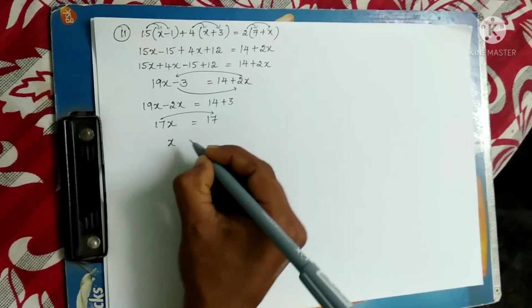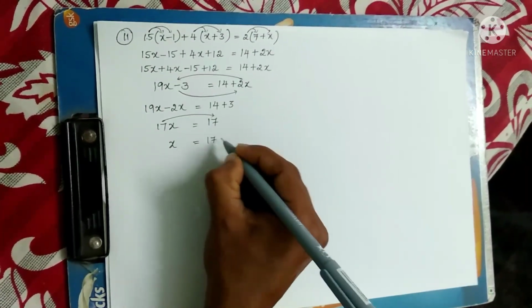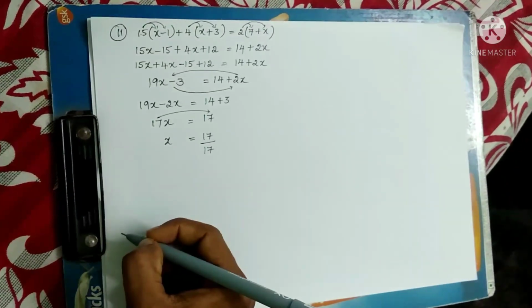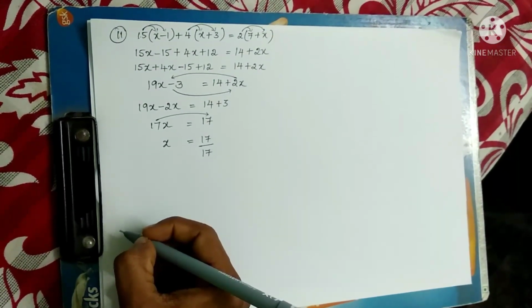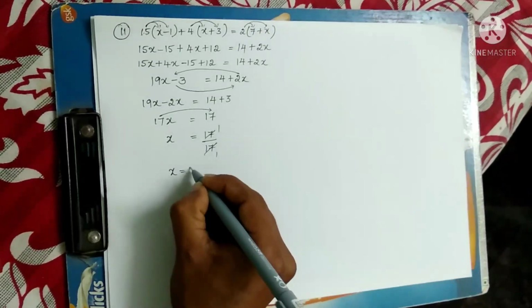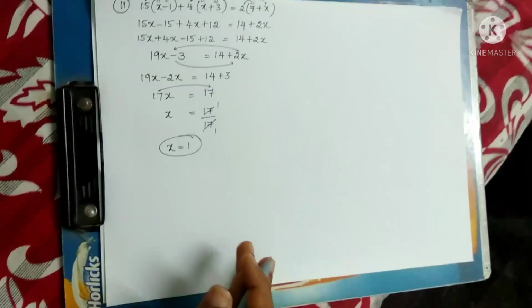That means the value of x is equal to 17 divided by, if I transpose 17, it becomes a division. x is equal to 17 by 17. So cancel 17 ones are 17 ones are. x is equal to 1 by 1, which is nothing but a 1.